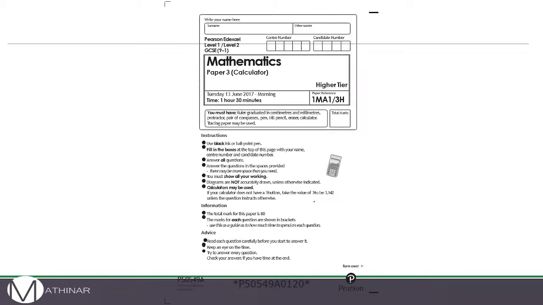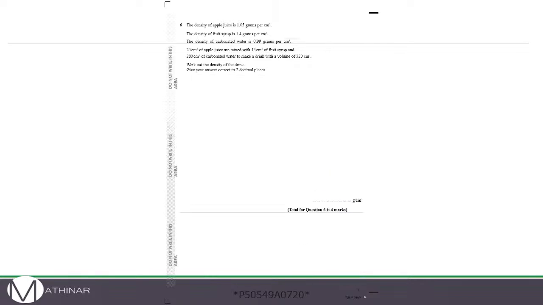The next question we're looking at is from paper 3 from June 2017, Edexcel again. And we're looking at question number 6, and it's about density. So density of apple juice is 1.05 grams per centimeter cubed. So the formula for density is equal to mass divided by volume.